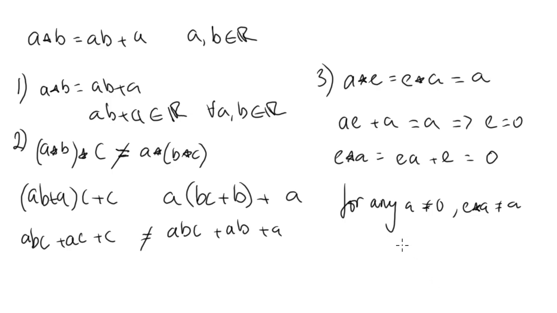So the identity element is not obeyed. The identity element does not exist. Sorry, there is no identity element. So this is not a group under this binary operation. Okay, thanks very much.